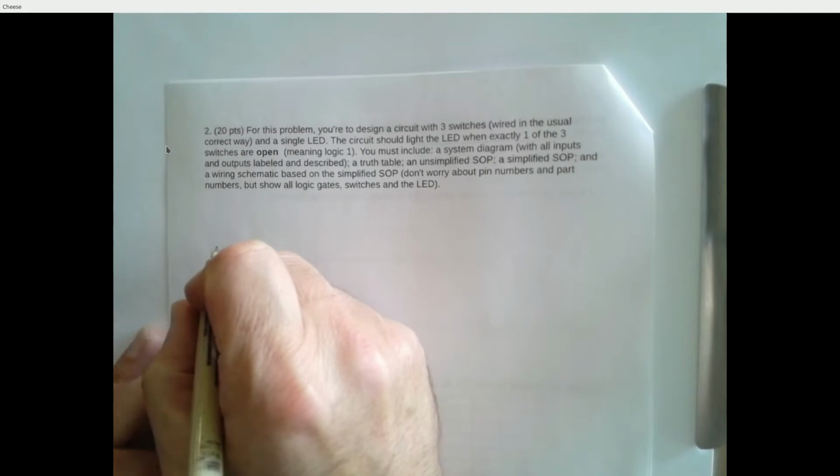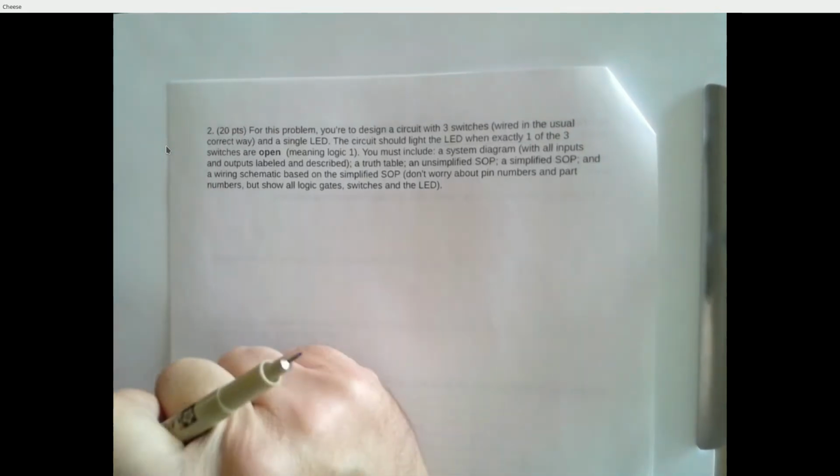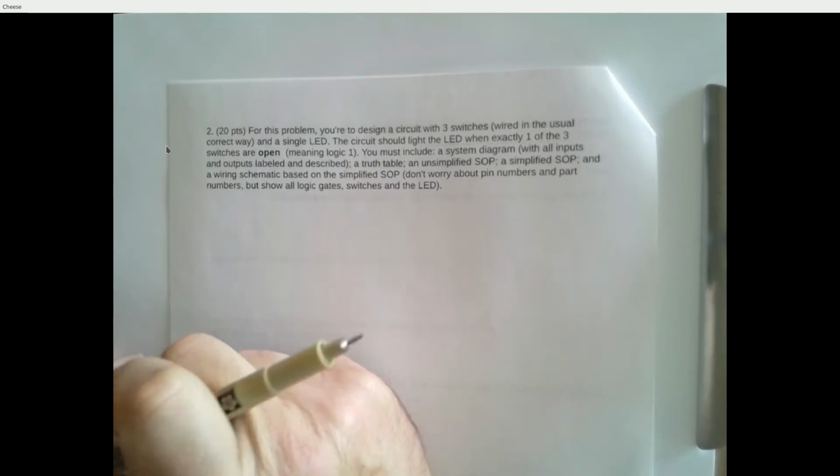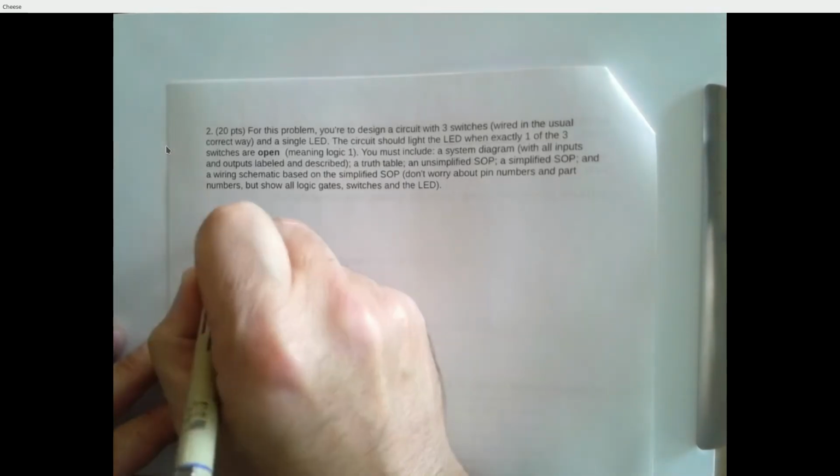That is simplified to XOR, XOR, A, XOR, B, XOR, C. I don't think it's an XOR. Because it's either A or B or C. Right, but it's not A and B, right? It's just A or just B or just C.